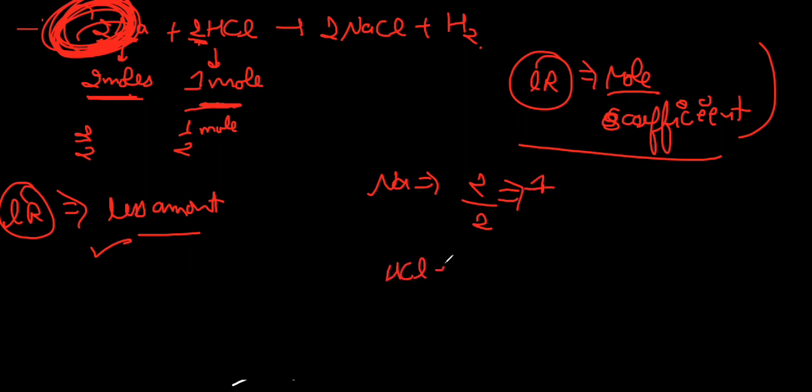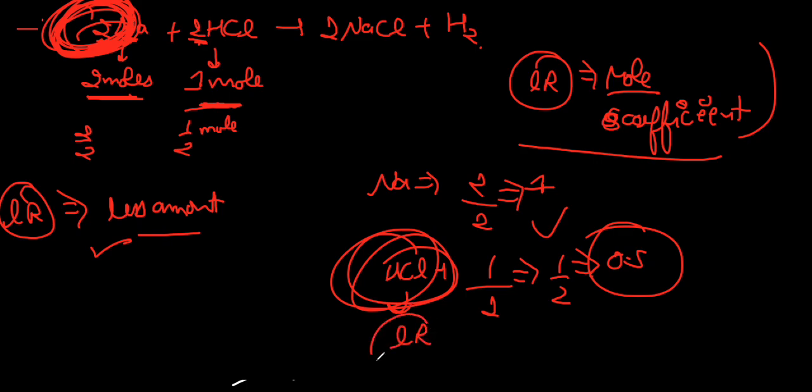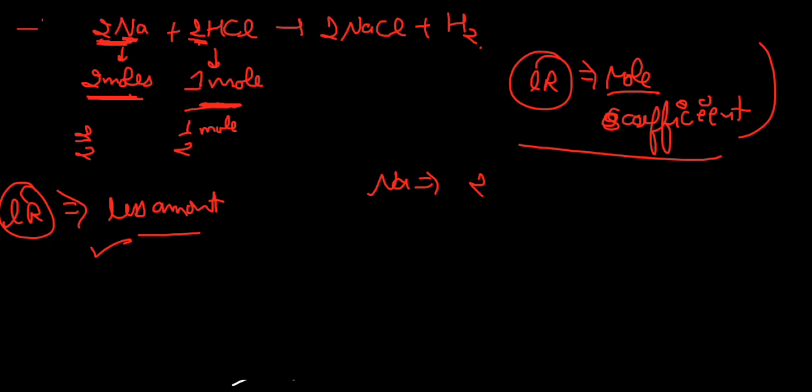But for HCl, the moles are 1 and the coefficient is 2. So you're getting 1 by 2, which is 0.5. So HCl is the less one. HCl is less. So HCl is the limiting reagent. So the answer that you will get using HCl should be the correct answer because HCl will decide the amount of product formed. Now that we are clear that HCl is the limiting reagent, you directly need to use the ratio, but the ratio you will use using HCl only.